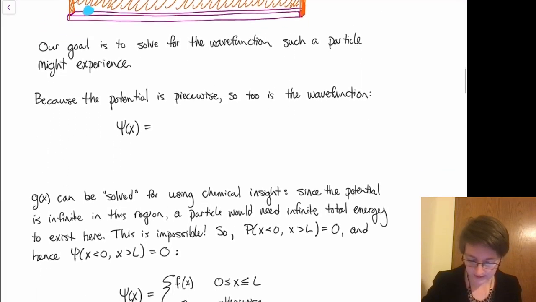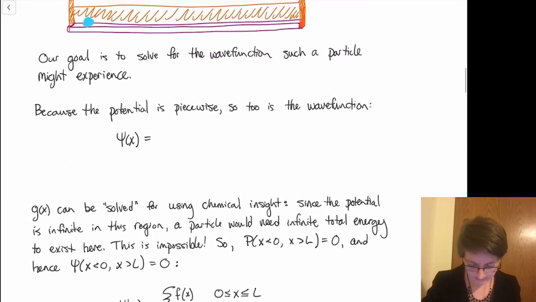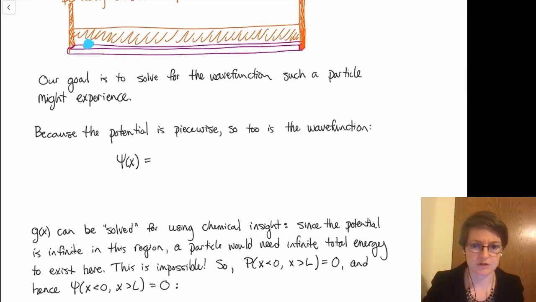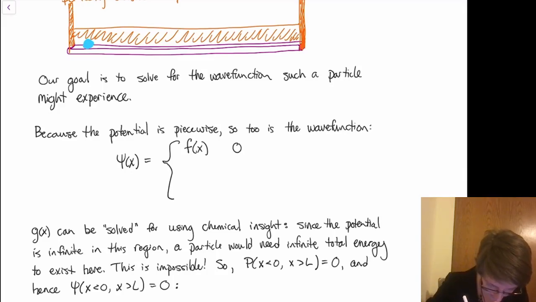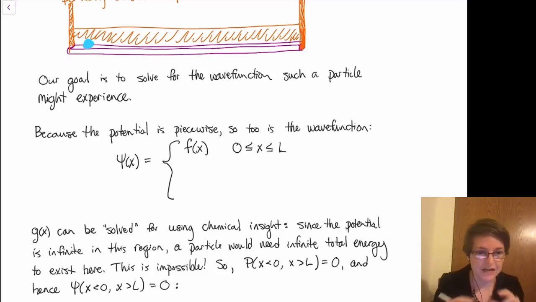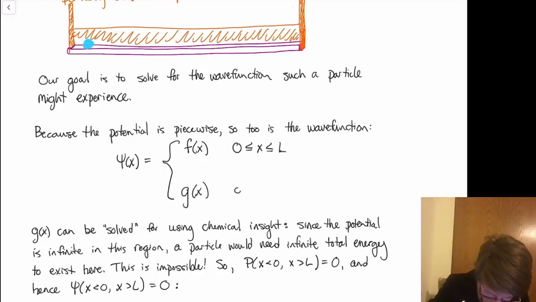And so where we can start off is thinking a little bit about the mathematics of this potential. One thing that we are going to immediately notice is that because the potential is piecewise, so too is going to be the wave function. And so how I'm going to start representing this wave function is to say that the wave function is equal to some function, I don't know what it is yet, inside of the box, or inside of our little 1D line, and some other function outside of the box.